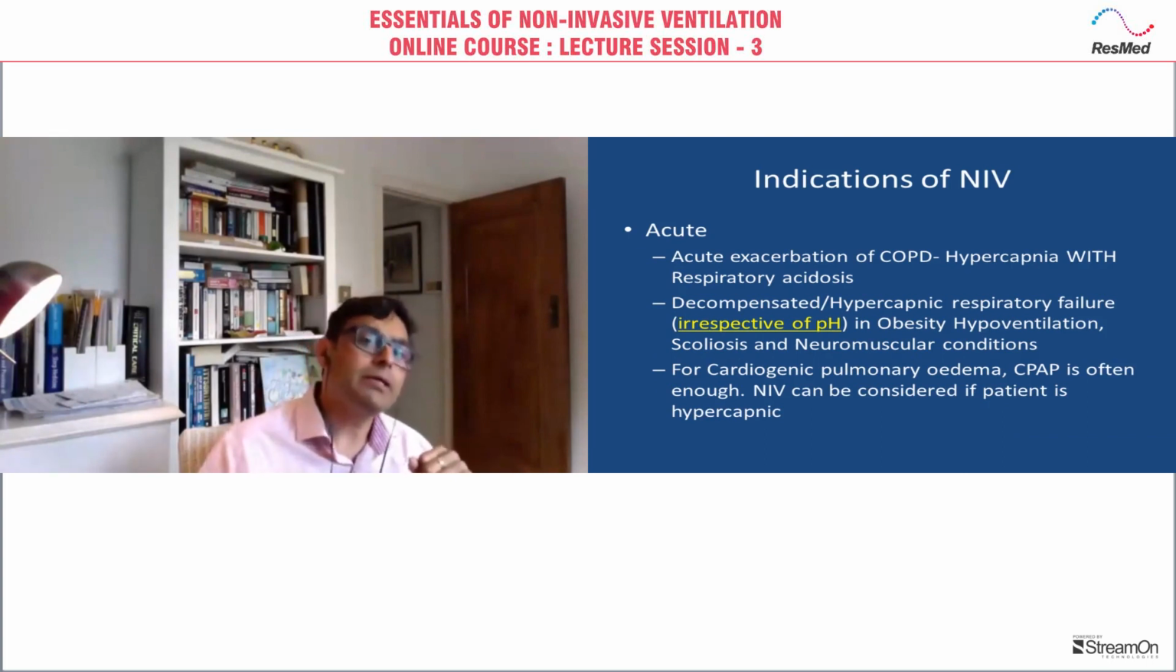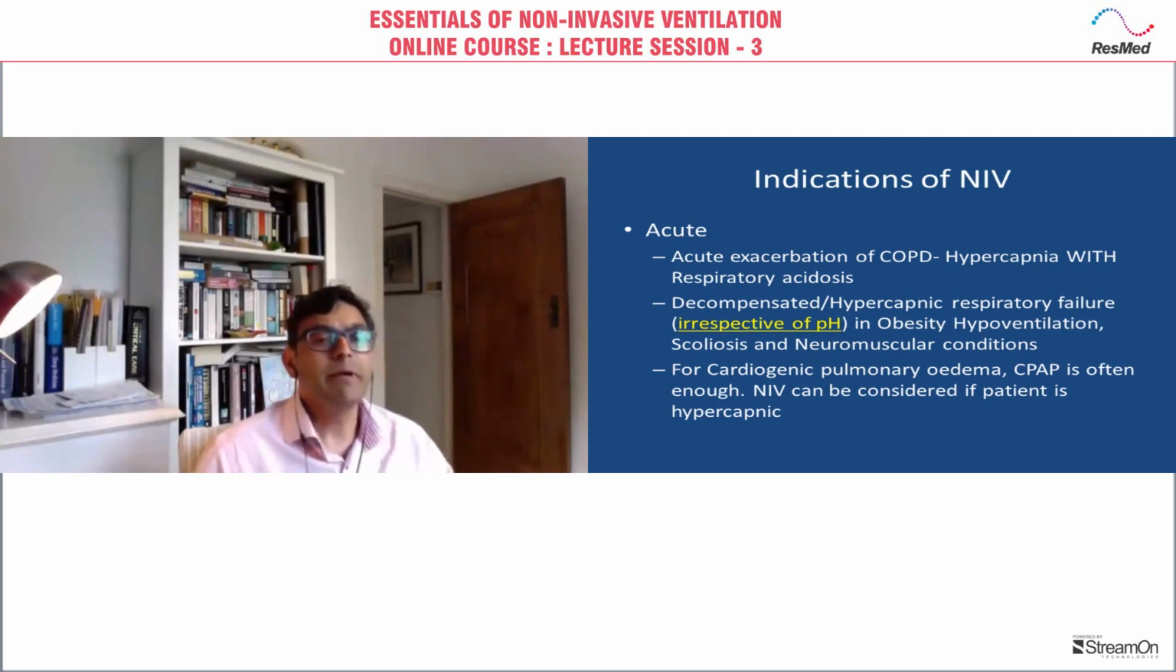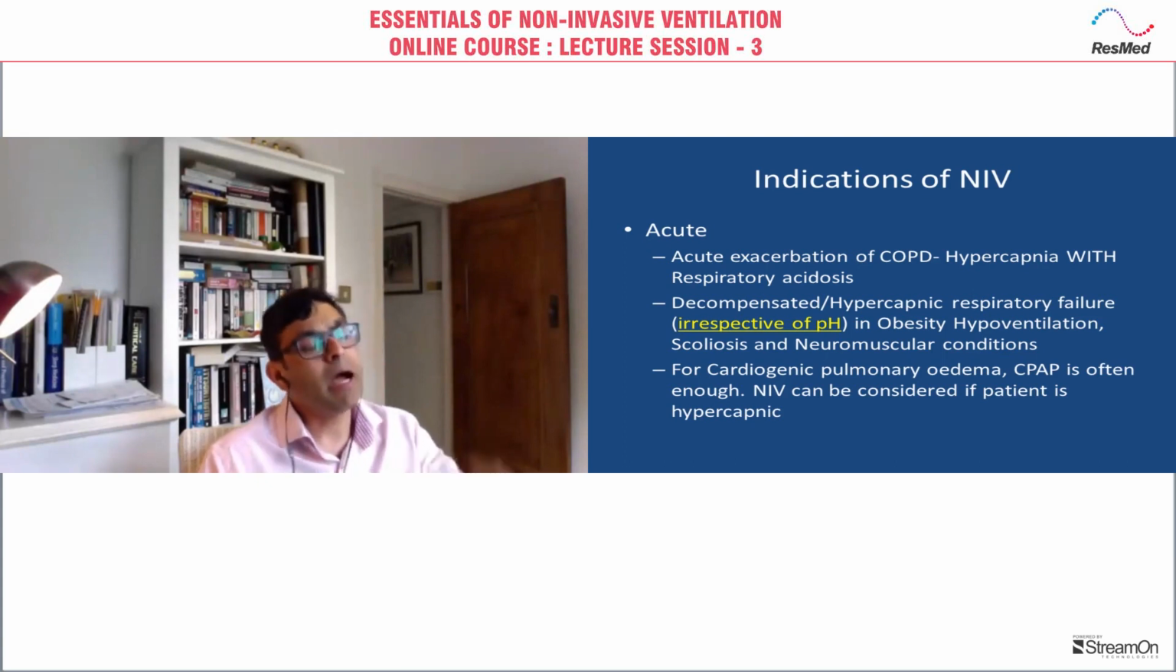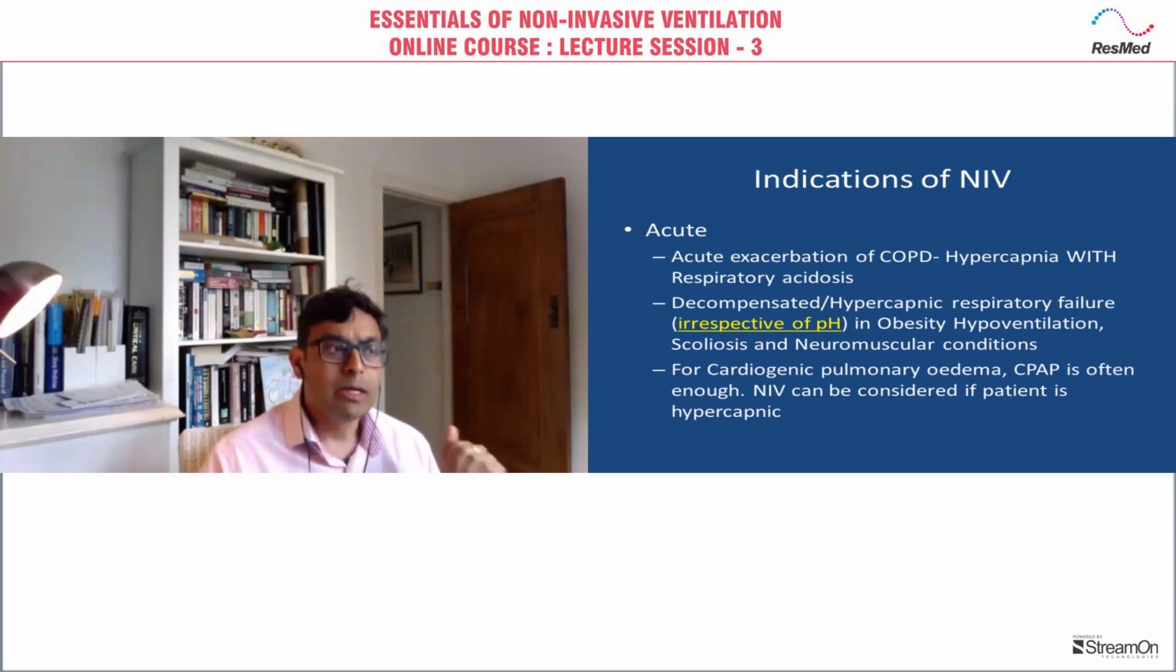So what are the indications of non-invasive ventilation? Here we are going to stick to the acute presentations. So we know acute exacerbation of COPD, where you've got hypercapnia with respiratory acidosis. It's really important to remember that for an acute exacerbation of COPD, you have to have high CO2, so CO2 more than 6.5, and respiratory acidosis, which means the bicarb has to be more than 25 and pH has to be less than 7.35.